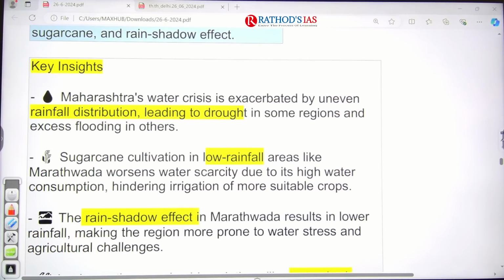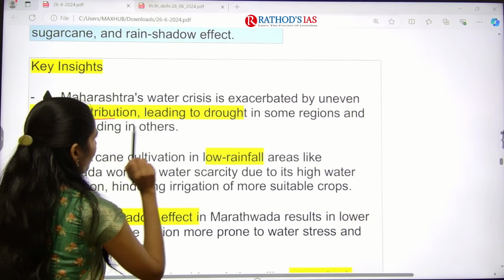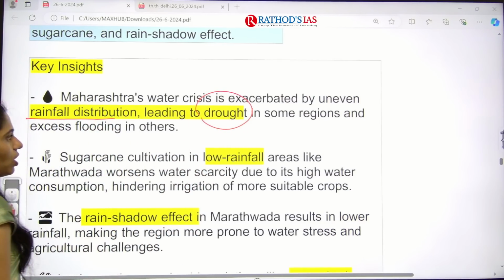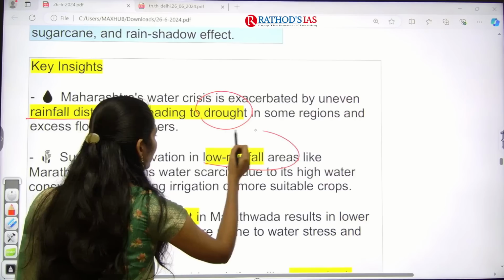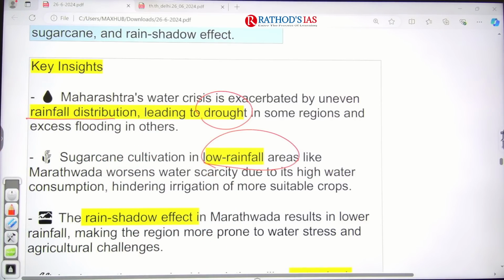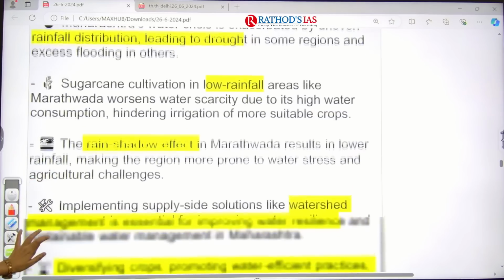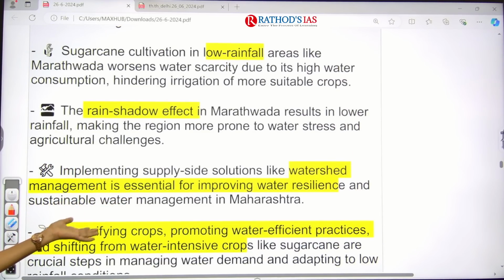If you see the key insights, it says that yes, uneven rainfall distribution is happening. Because of this, it is causing droughts in some regions, and in some regions you are having floods. Sugarcane cultivation grows in low rainfall areas like Marathwada, which again increases the problem of water crisis. It is also hindering irrigation for other suitable crops. And they are also facing this issue called the rain shadow effect.